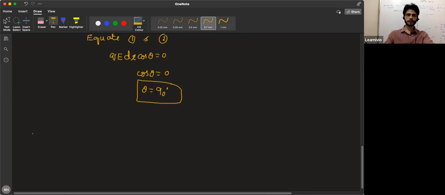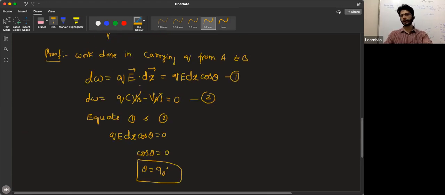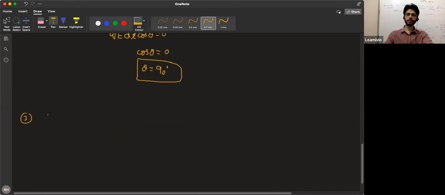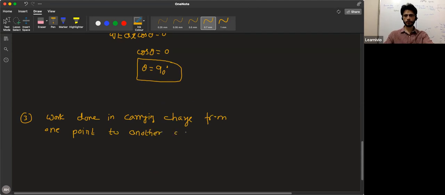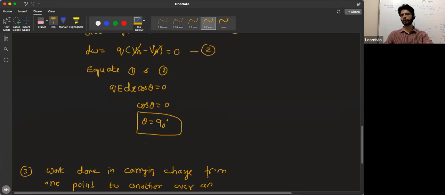That's it. Third property. So third property is this: work done in carrying charge from one point to another over an equipotential surface is 0. Because potential is same, so work done will always be 0. Third property.